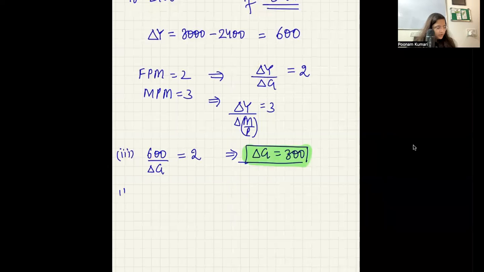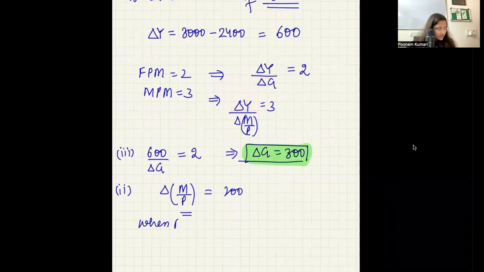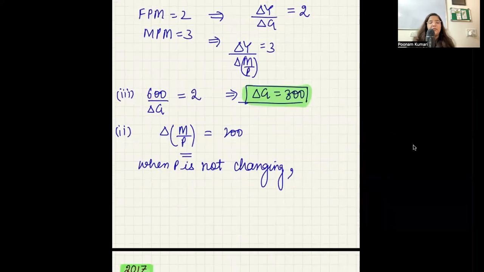ठीक है. एंड पार्ट नंबर 2 कि आप नॉर्मल मनी सप्लाई में कितना चेंज करो. सो दैट ऑल्सो यू कैन फिगर आउट. हियर यू हैव 600. सो व्हेन यू सॉल्व यू गेट 200, राइट? सो योर चेंज इन रियल मनी सप्लाई शुड बी 200. एंड व्हेन योर प्राइसेस आर फिक्स्ड, व्हेन P is not changing, the same will be the change in nominal money supply.